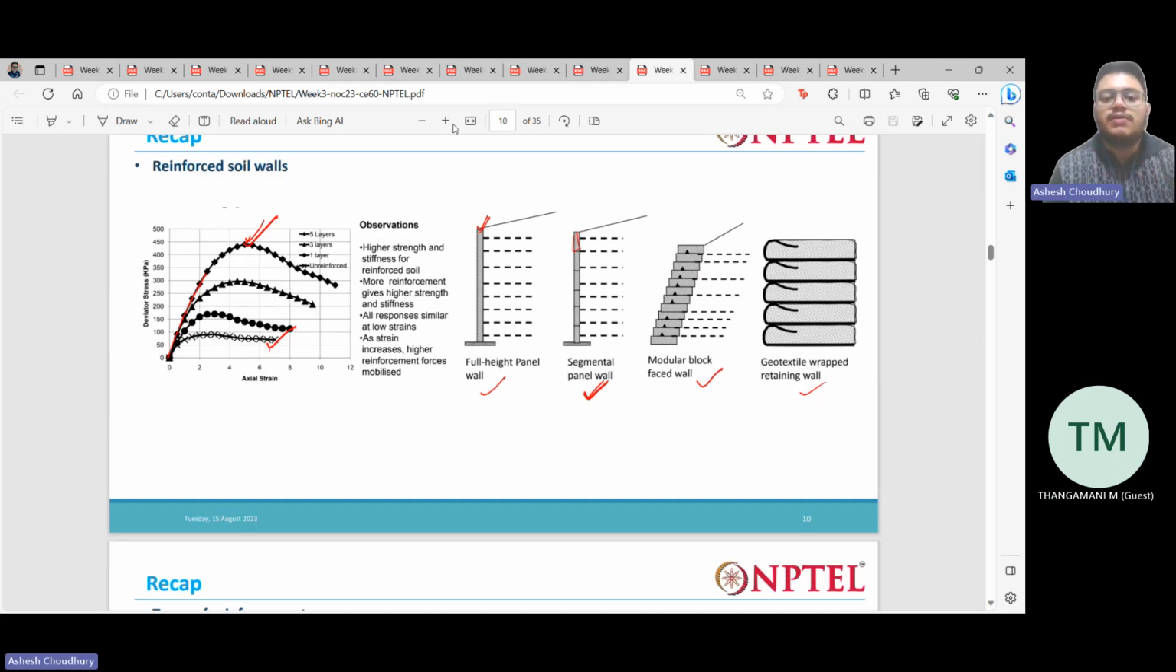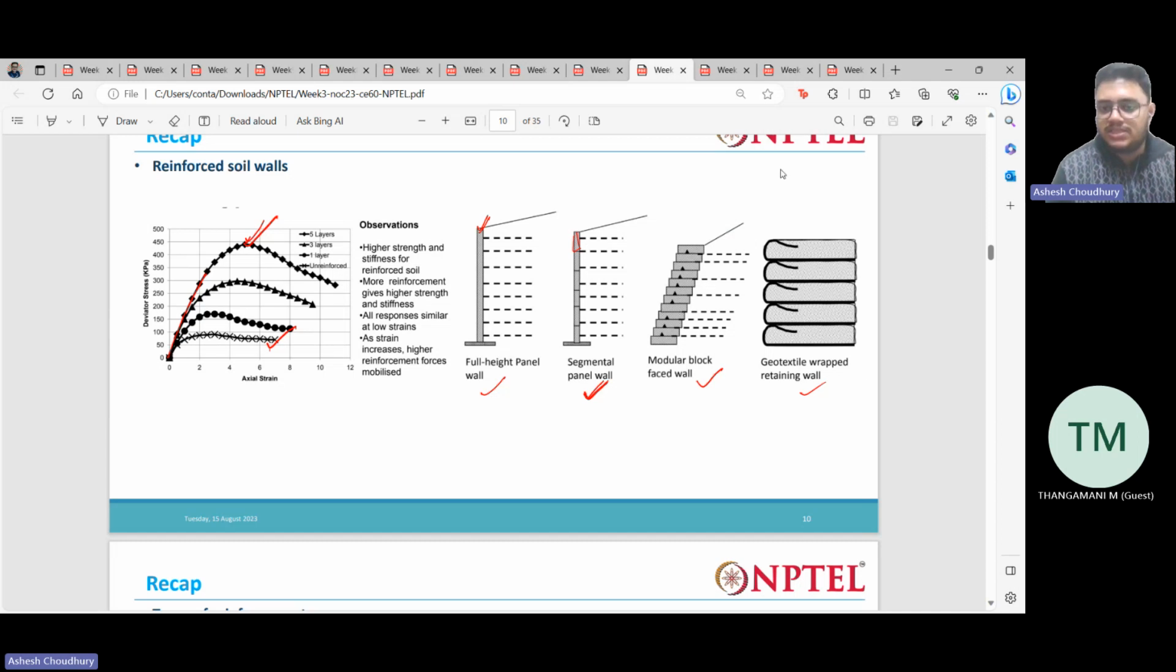In reinforced retaining walls, many types of arrangement are possible. One is the full height panel wall, where this whole panel is a rigid structure. Then we can have the segmental panel wall, where there are separate segments which are placed one by one to form the wall. This is quite opposite to the first one. In the full height panel wall we have one single panel, and in the segmental panel wall we have segments of panel. Then we have the modular block faced wall, where modular blocks are placed one by one and used to construct the reinforced wall. Then you have the geotextile wraparound retaining wall.